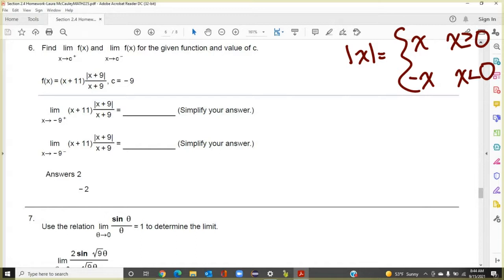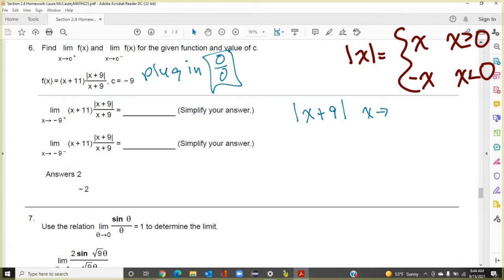So let's check this one out and kind of see what's going on. So notice that the denominator is x plus 9, so we're not allowed to plug in the -9 per se. If we tried, we would get 0 over 0. So I'll just point that out. So if you plug in, you are going to get 0 over 0, which means we're going to mess with this thing. So let's consider that absolute value. What's going on with this?